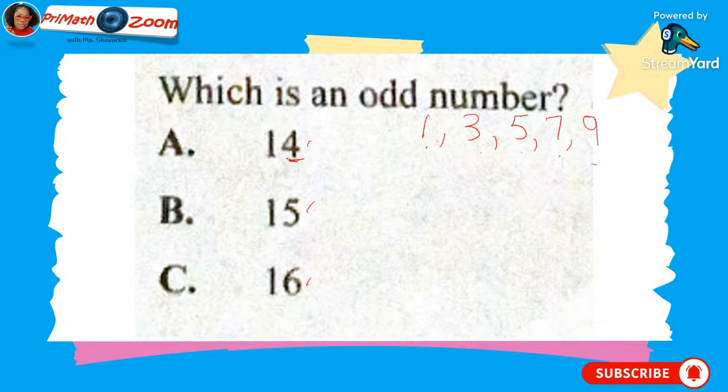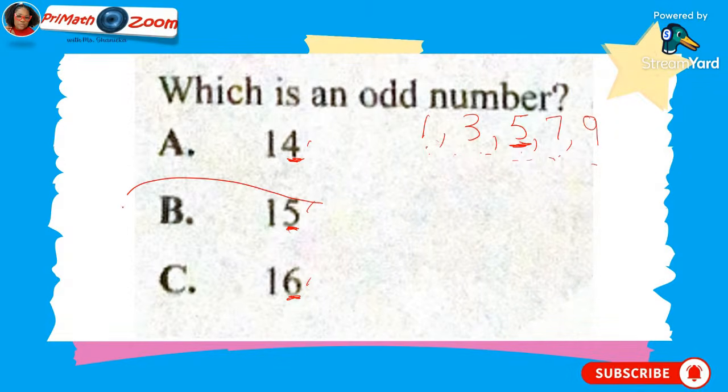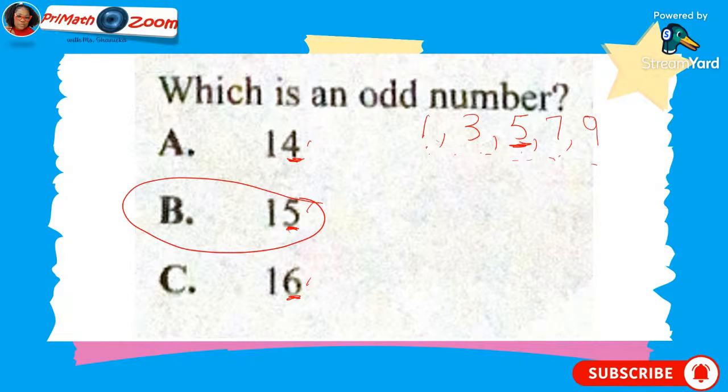Let's look in the ones place here. We have 4. We have 5. We have 6. 4 is not a part of this. That means the number is an even number. 5 is a part of this. So it means, therefore, that B, 15, is an odd number. And if we are to look at C, 6 is not a part of this. That means 16 is an even number.